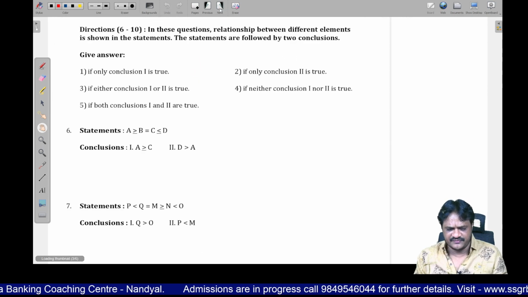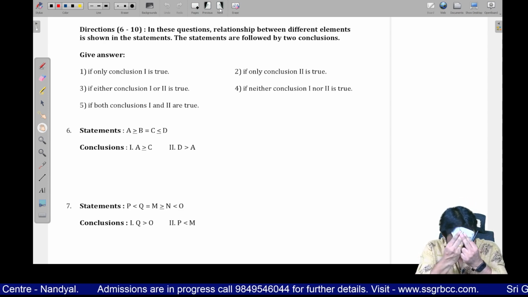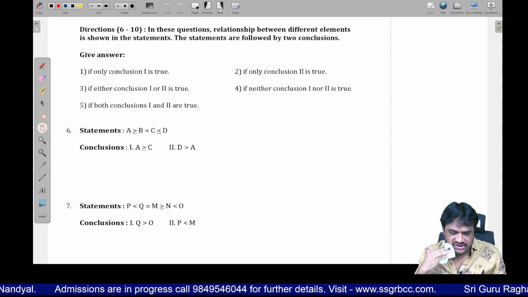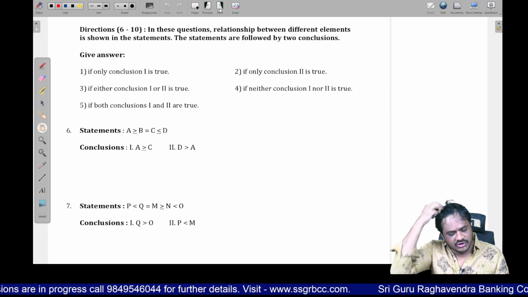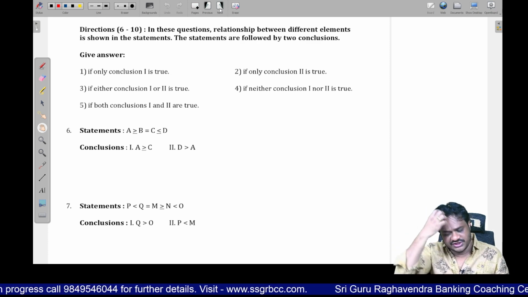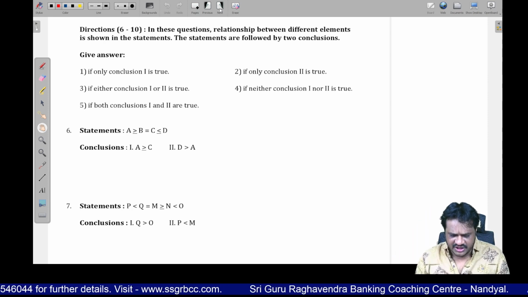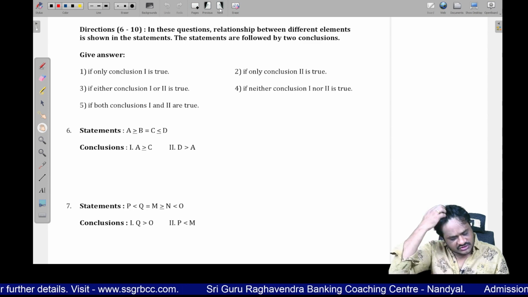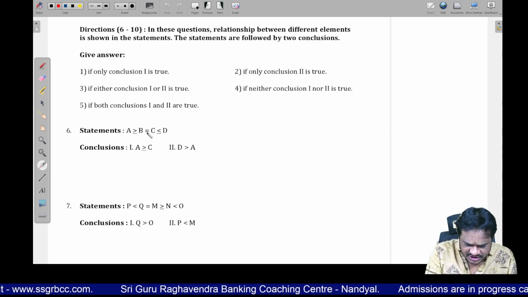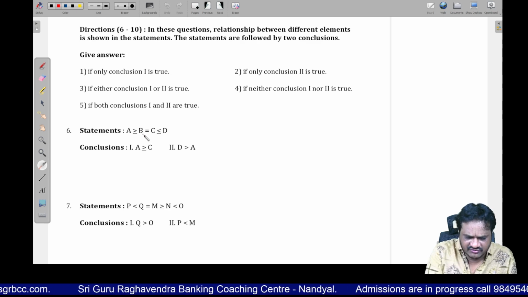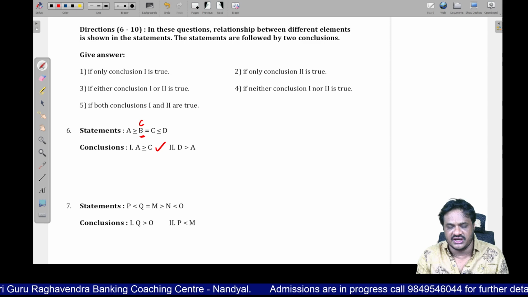Sixth question, 6 to 10. Here also there is one relation between the elements given. You have to see that, then you have to answer the given questions. A greater than or equal to B, B is equal to C, C less than or equal to D. Now first conclusion, A greater than or equal to C. From A to C continuously the symbol is equal. Why? Because instead of B you can write C. Therefore first one definitely follows.